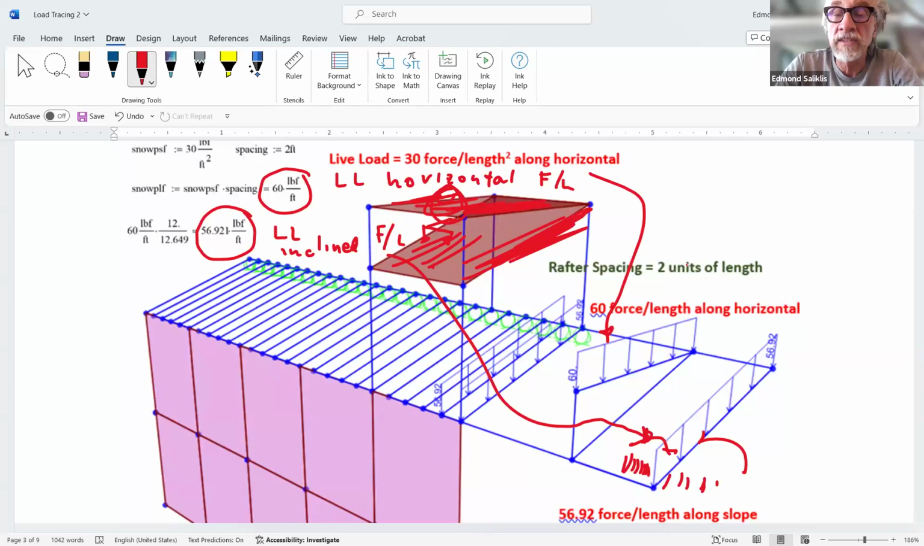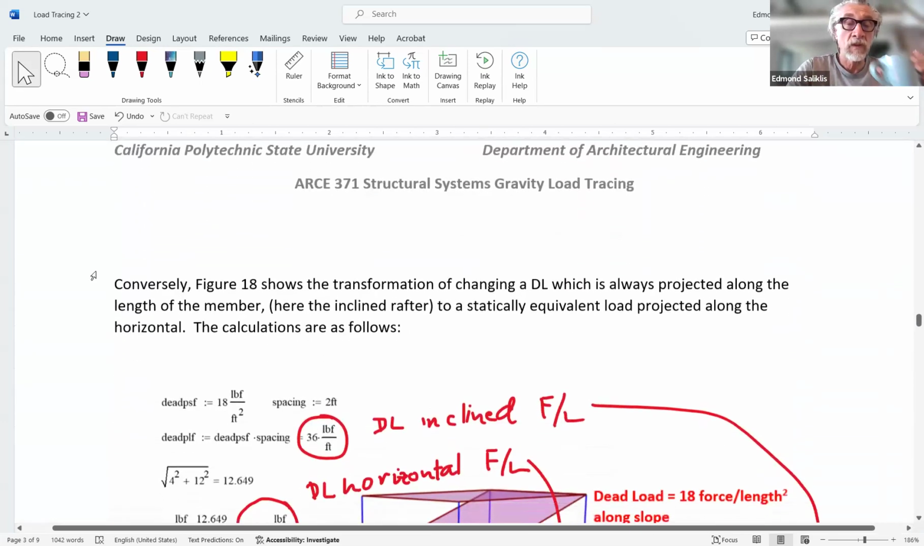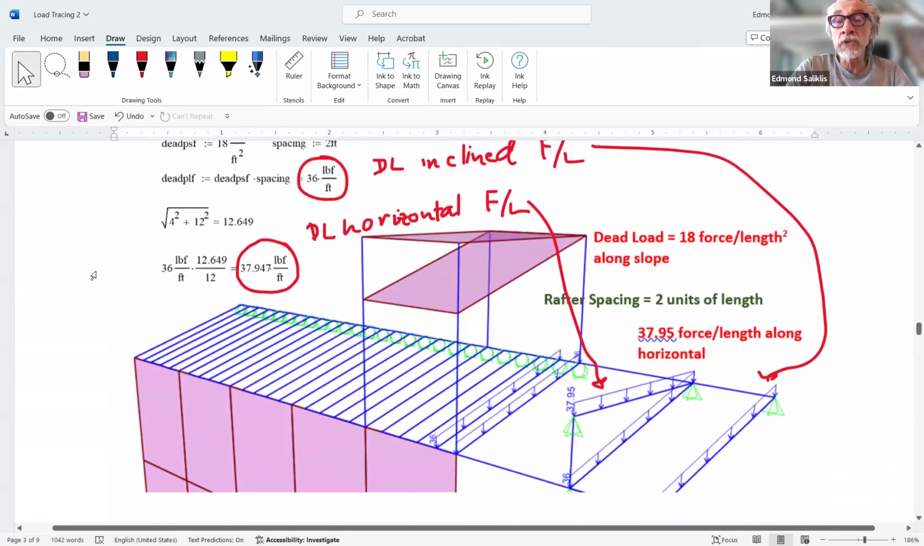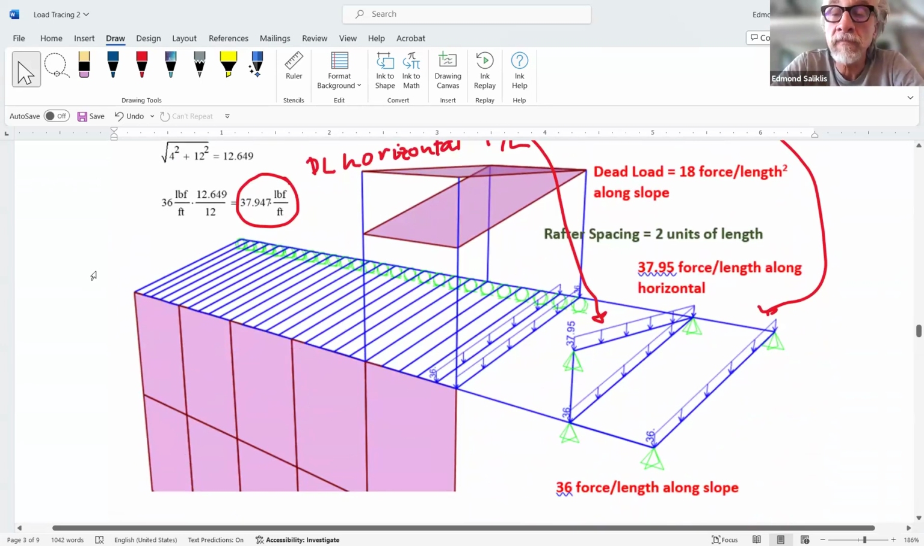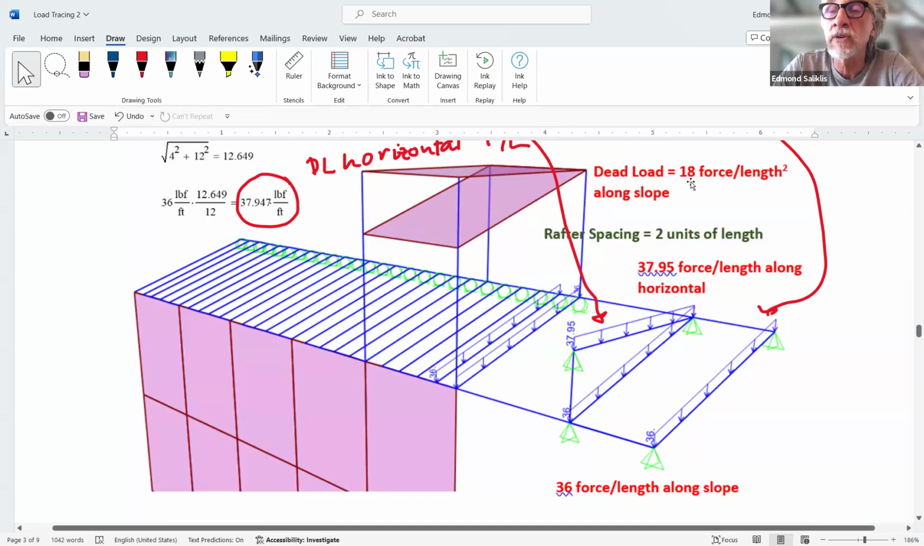However, there's a trick here, and this is where it gets maybe a little confusing for people the first time they see it. How do I change the inclined to the horizontal, or how do I change the horizontal to the inclined? So I'll show you how I did it, but let's look at a picture first. So what I did here was I took one of the numbers. Let's take the easy one first. The dead load is applied as 18 force per length squared on the inclined plane. Multiply that by 2 and I get 36. It's right here. That's easy. The other one, I have that number already.